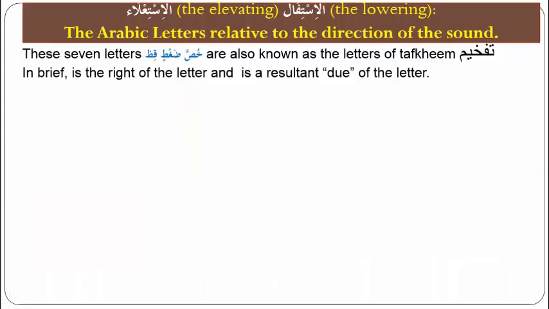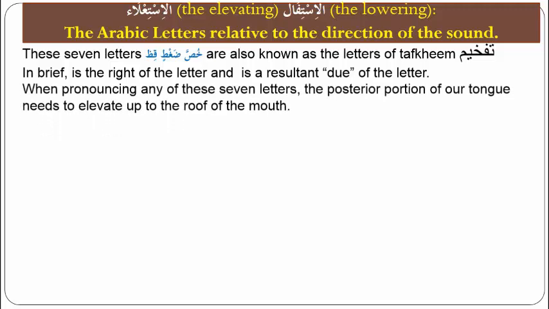These 7 letters, khussa, dawtin, qiz, are also known as the letters of tafkhim, which has to do with fatness or fullness. In brief, this attribute of tafkhim is a right of the letter, and it is also a resultant attribute of the letter. When pronouncing any of these 7 letters, the posterior portion of our tongue needs to elevate up to the roof of the mouth.